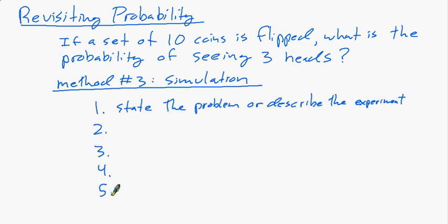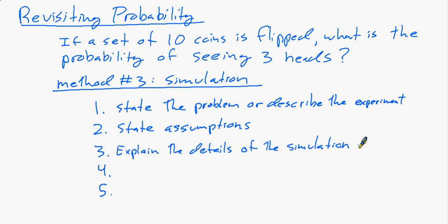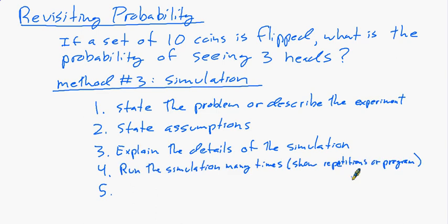We're going to use a 5-step procedure whenever we're doing a simulation. The first one is you want to state clearly the problem or describe the experiment. Number 2, we want to state assumptions. Number 3, we want to explain the details of the simulation. Number 4, run the simulation many times. Show the repetitions or the program if it's a programmed simulation. And finally, number 5, clearly state your conclusions based on the results of the simulation.